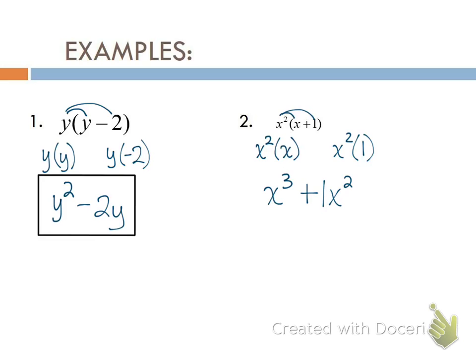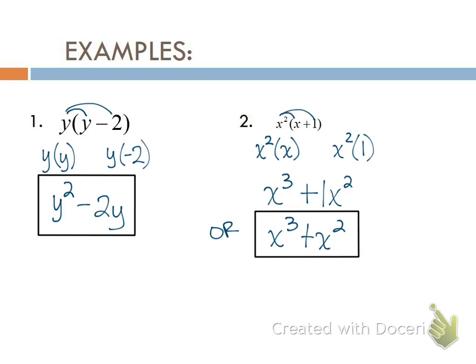You do not have to put the 1 in front of the x squared. You could write it as x cubed plus x squared without the 1, and it would be the same thing. I would accept either answer. Again, this one is already in standard form. They cannot combine because the exponents don't match.